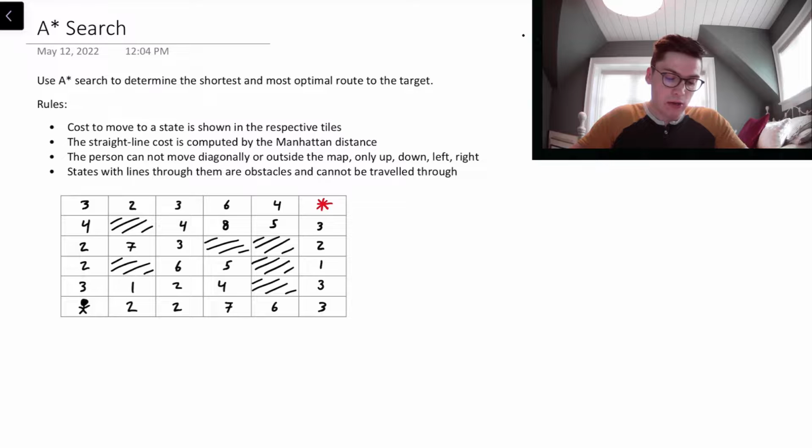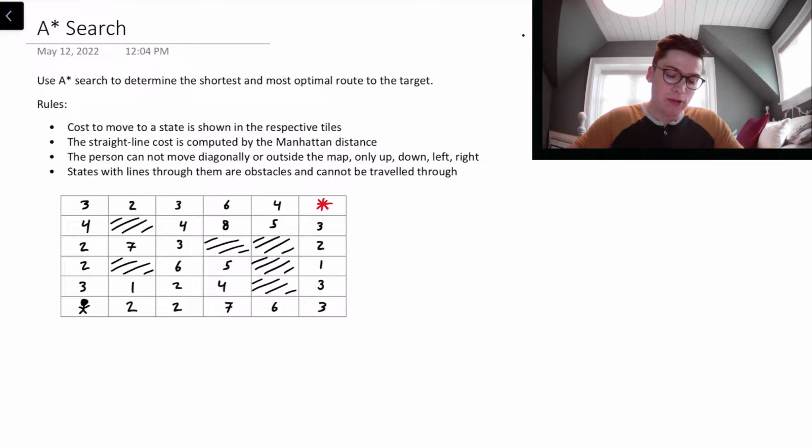So the question asks, use A-star search to determine the shortest and most optimal route to the target. The rules that they tell us is the cost to move to a state is shown in the respective tiles. So as you can see in the environment down here, each tile has a number in it, and that tile represents how much it costs to get to that tile. The next thing it says is the straight line cost is computed by the Manhattan distance. So we'll need to calculate this. We'll need to know the straight line distance in order to solve for A-star. So I'll go over how you calculate the Manhattan distance when we get into the problem.